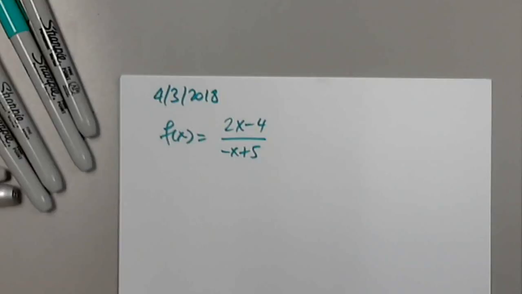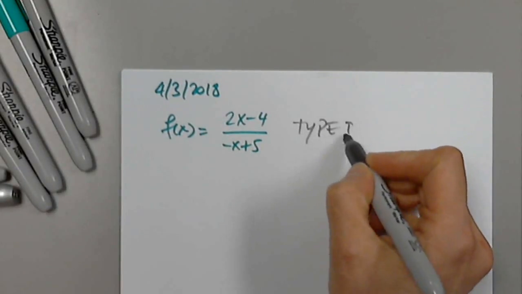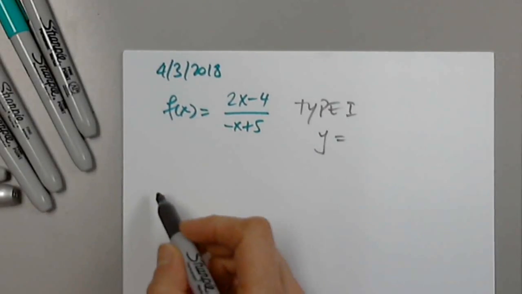What is specific for type 1? Does it have a horizontal asymptote? Does it have the horizontal asymptote y equals 0? No. Awesome. Does it have a slant asymptote? No. Awesome. So what horizontal asymptote will it have? What will it be? So this is indeed type 1. And the horizontal asymptote will be?